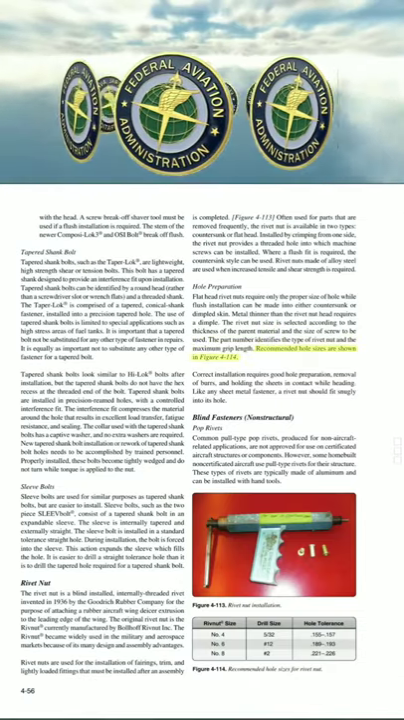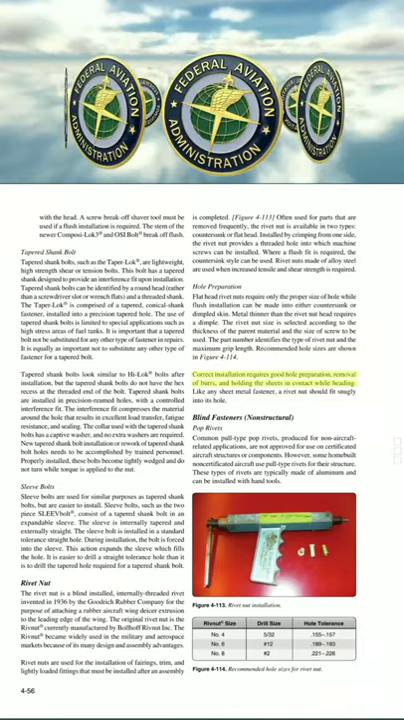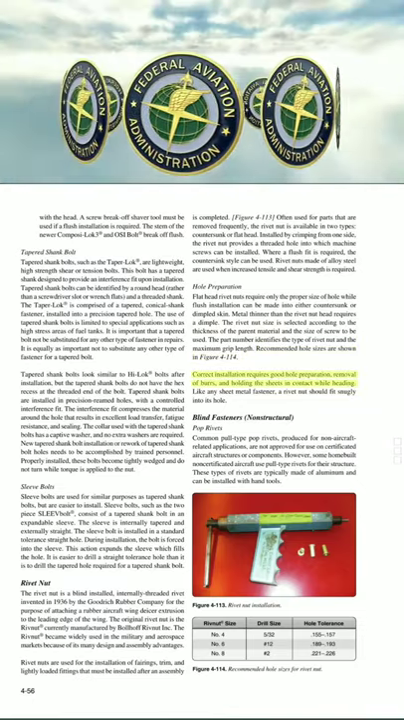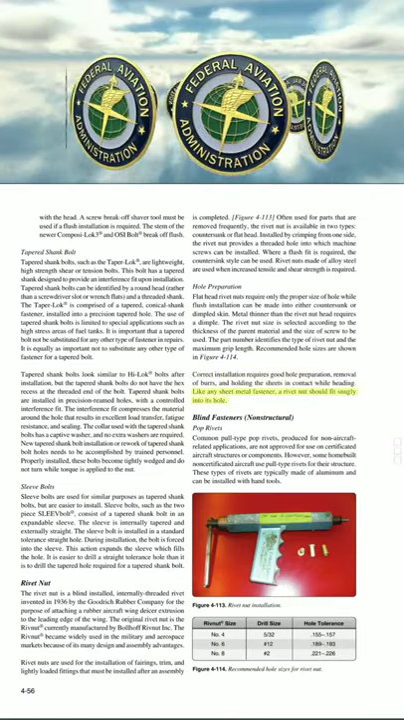Recommended hole sizes are shown in Figure 4-114. Correct installation requires good hole preparation, removal of burrs, and bolting the sheets in contact while heading. Like any sheet metal fastener, a rivet nut should fit snugly into its hole.